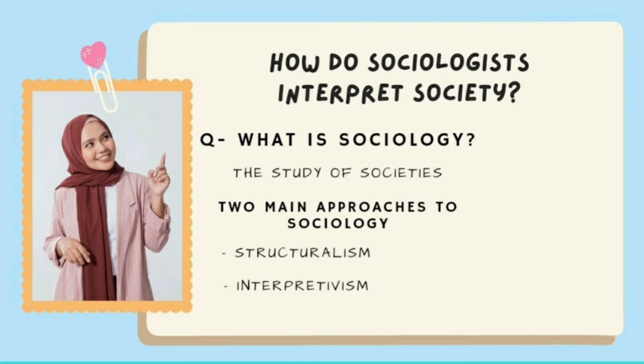Okay, so in order to understand societies, we need to understand two main approaches, and it's very simple. The first approach is structuralism. So what do structuralists believe in, and how do structuralists study society? Structuralism is basically a macro perspective. They believe that the structures of society, including the family, religion, education systems, these larger structures, basically control our lives and shape our lives.